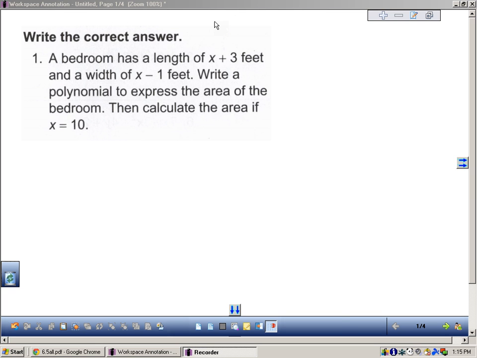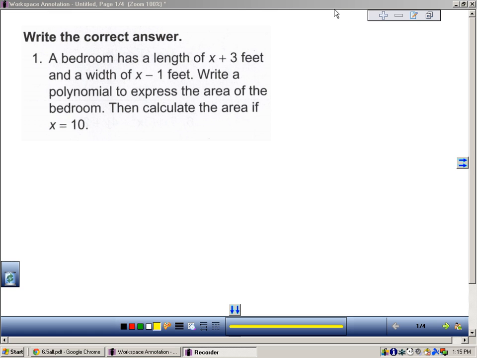Good morning, afternoon. We are finishing up 6.5. This is page 356, multiplying more binomials and polynomials. So here's the application of that skill set. A bedroom has a length of x plus 3 feet and a width of x minus 1 feet. Write a polynomial to express the area of the bedroom and calculate the area if x equals 10.